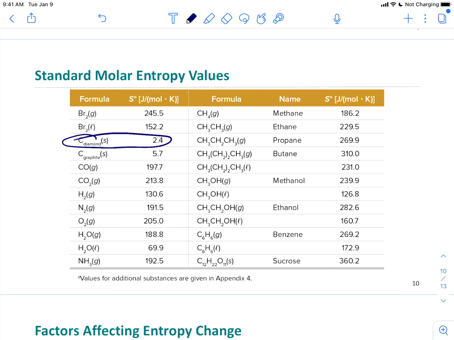But then you look at your gases compared to liquids, look at bromine gas compared to bromine liquid, you'll see this type of trend throughout the tables. And you have full tables in your appendices in the back of your book, which you might need to solve problems or other things.